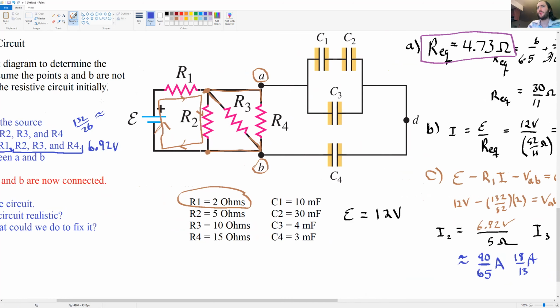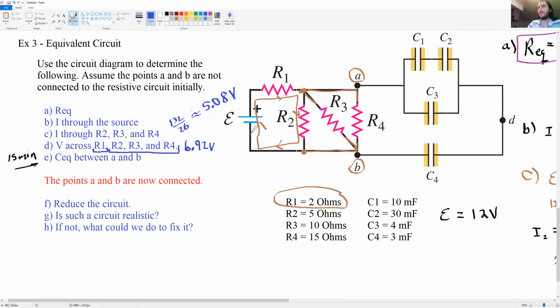Something like 5 point something, right? Was it the 5? It was like 5.08 volts, right? So the voltage across R1, let's call it V1, is this, the 5.08. And then the voltage across R2 is 6.92. But this is the same for all of them. So the voltage across 2, 3, and 4 is all the same.